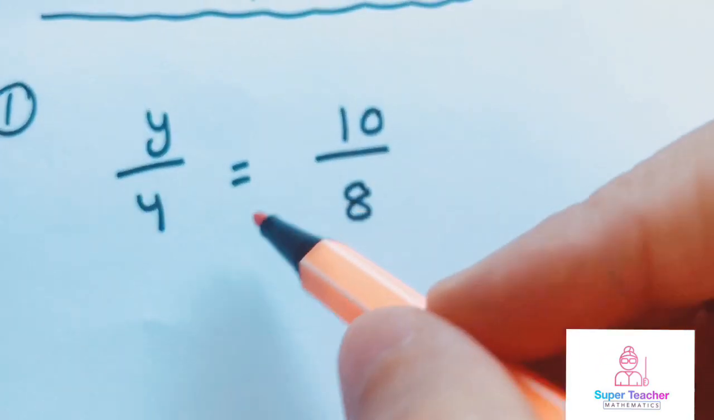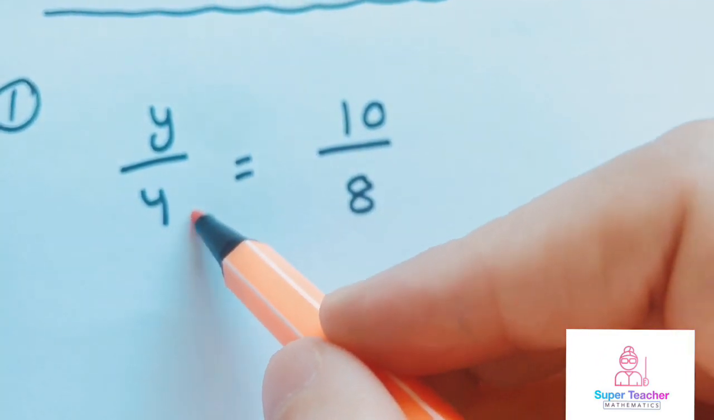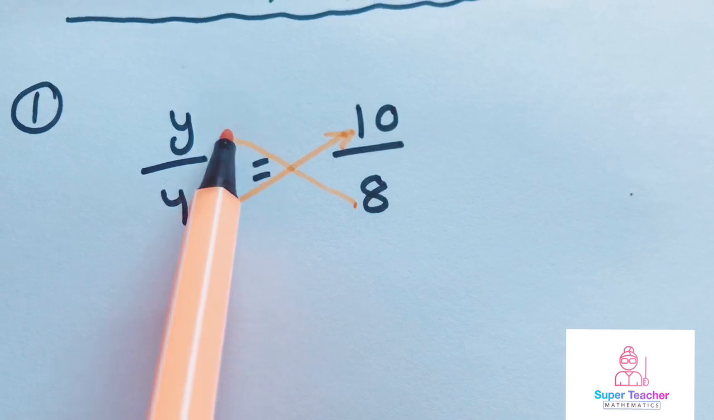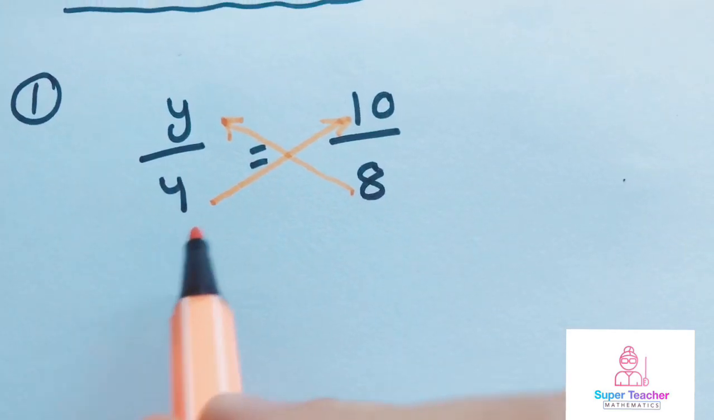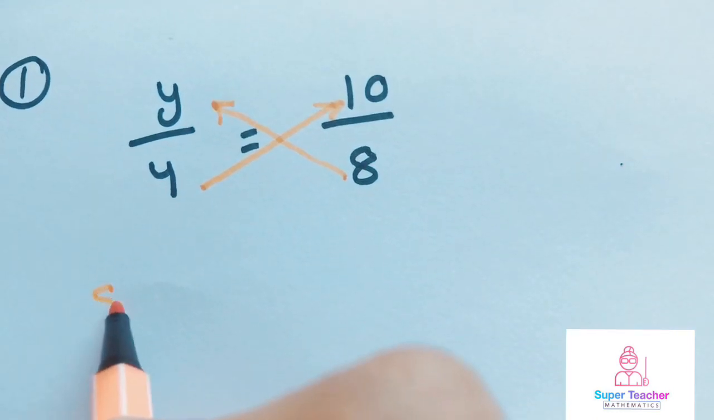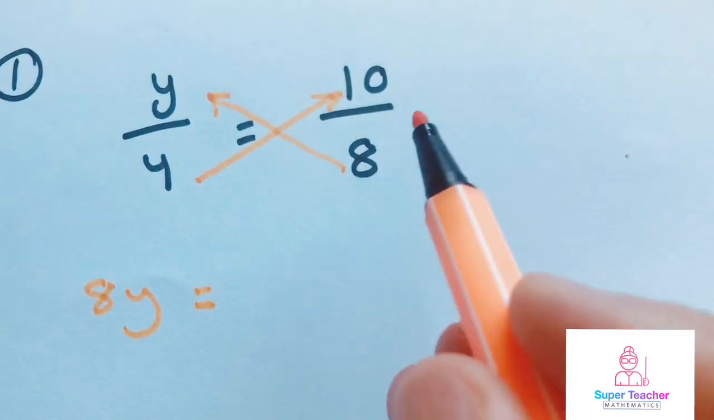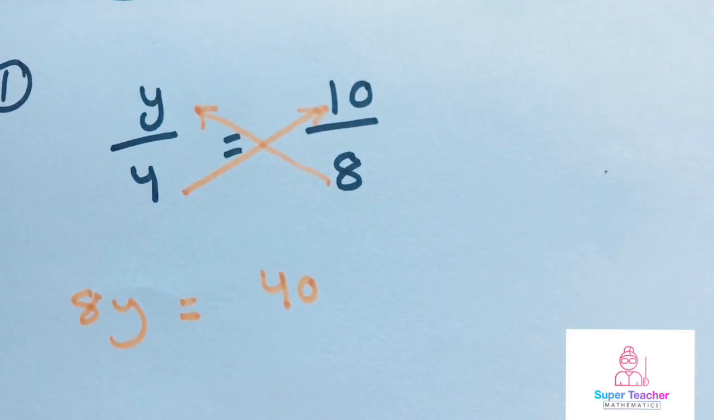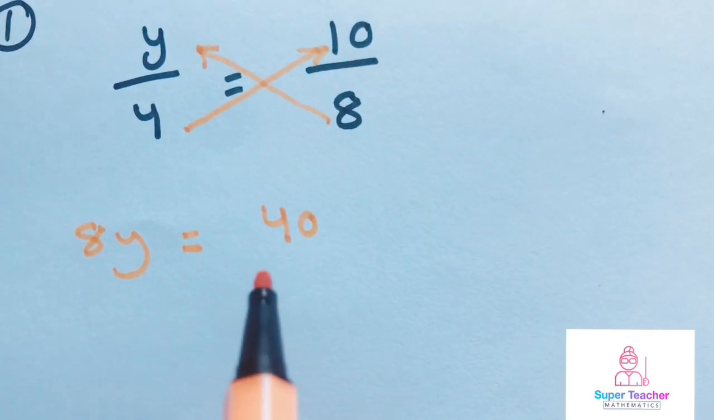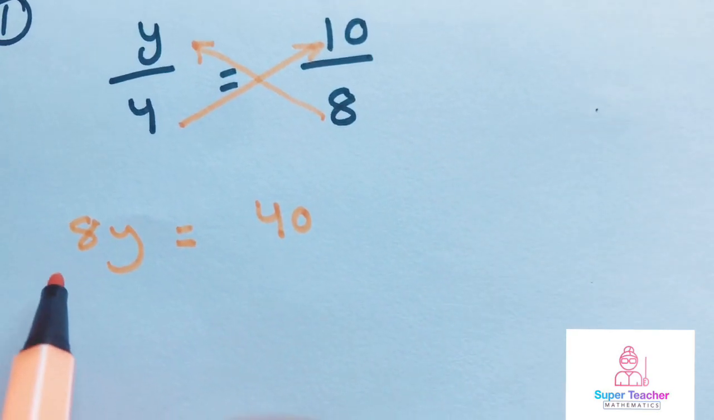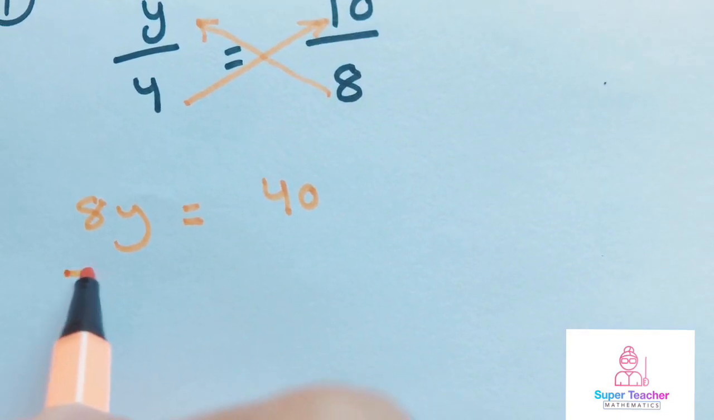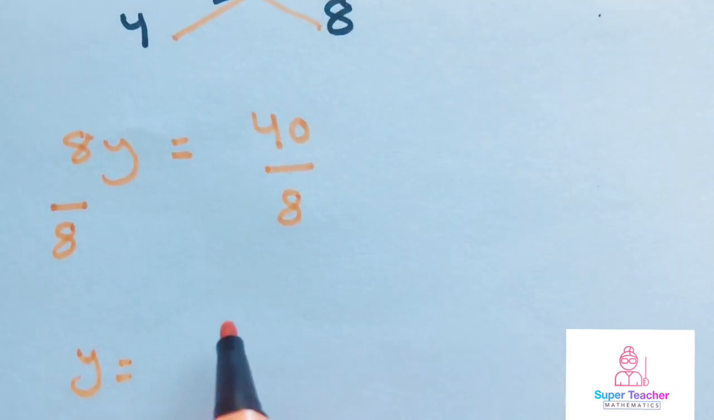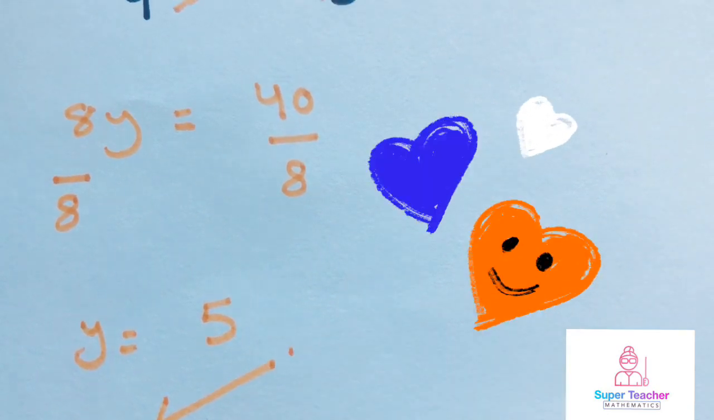First of all, we can multiply 4 by 10 and multiply the 8 by the y. When we multiply 8 by y, it will be 8y equals, and 4 times 10 is 40. This is a cross product. Now this is a simple equation, and we can solve it in one step. 8 times y, so we divide by 8 on both sides. So y equals 5. Done. Is it easy?